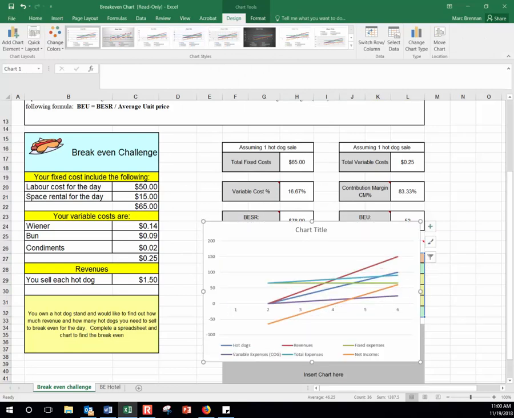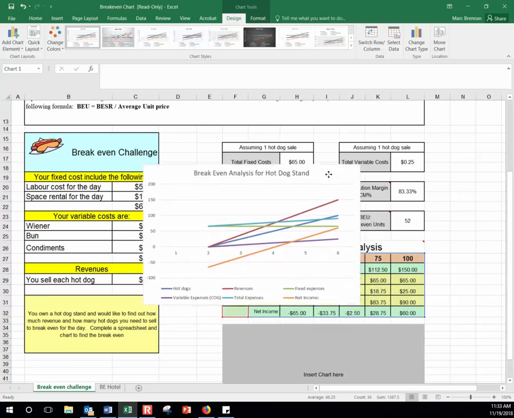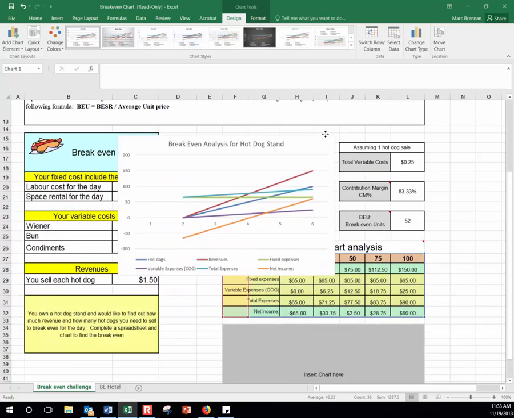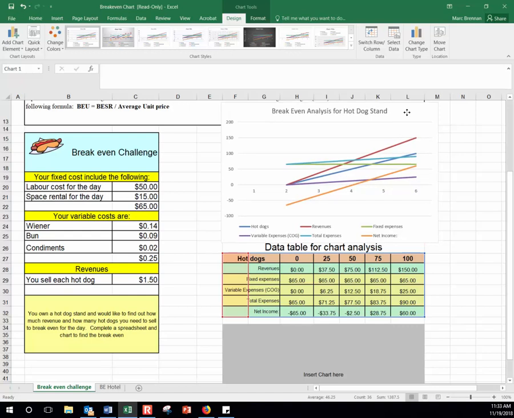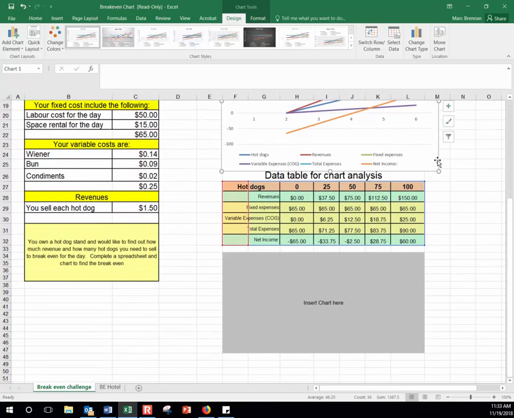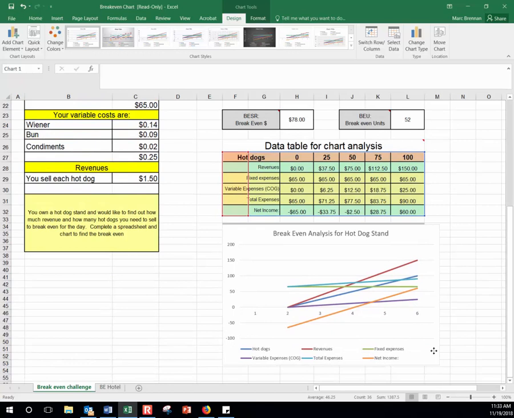Okay. So now, this is not even close to being done. We've got some more work to do. So we need to do a few things. So first of all, let's change this title. We can call it Breakeven Analysis for hot dog stand. Okay. Now please pay close attention to this video because there are quite a few changes that we're going to have to go through. I'll put the chart up here so you can see a bit clearer. Or actually, sorry. We'll put it exactly where it's supposed to go.